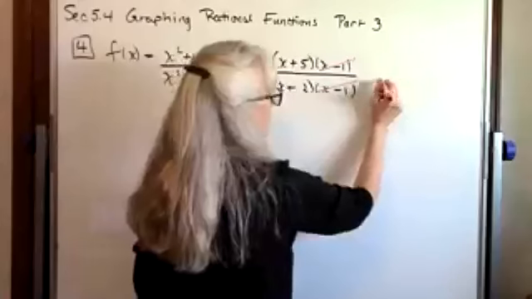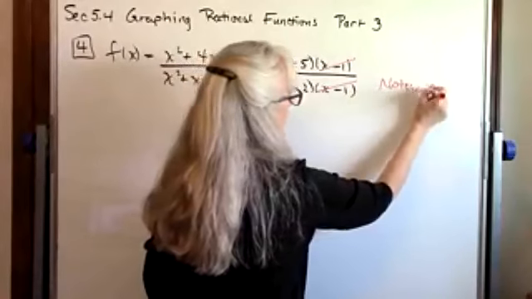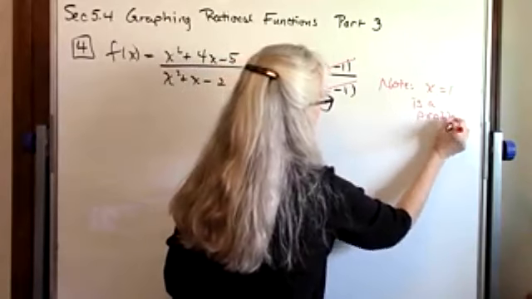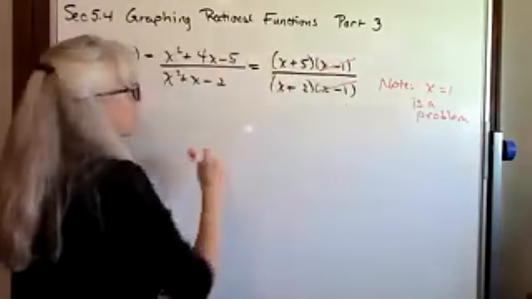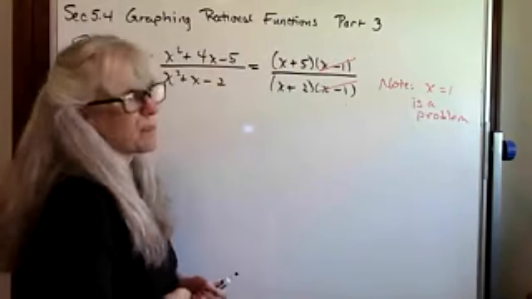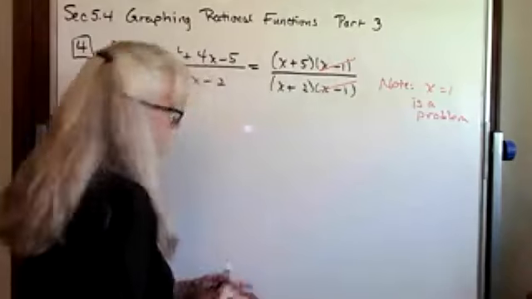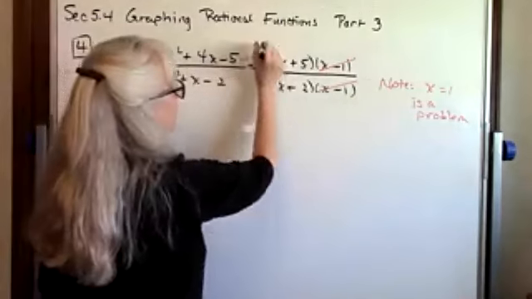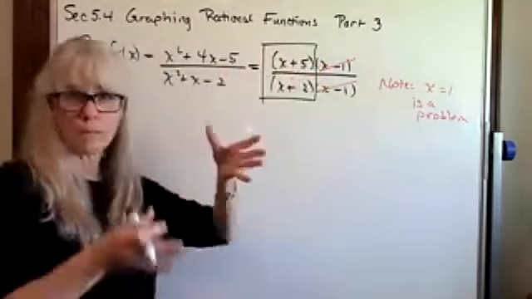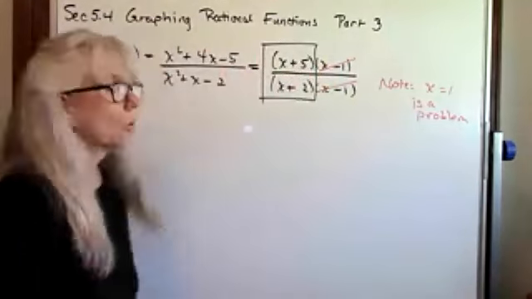I'm going to make myself a little note. x equal 1 is a problem. So in other words, if I plug 1 into the original function, I'm going to end up dividing by 0, and we can't divide by 0. So we'll worry about that at the end. The steps themselves are the same. What we're really graphing is this. So I'm ignoring the original function. I'm working off of the reduced fraction or the reduced function.